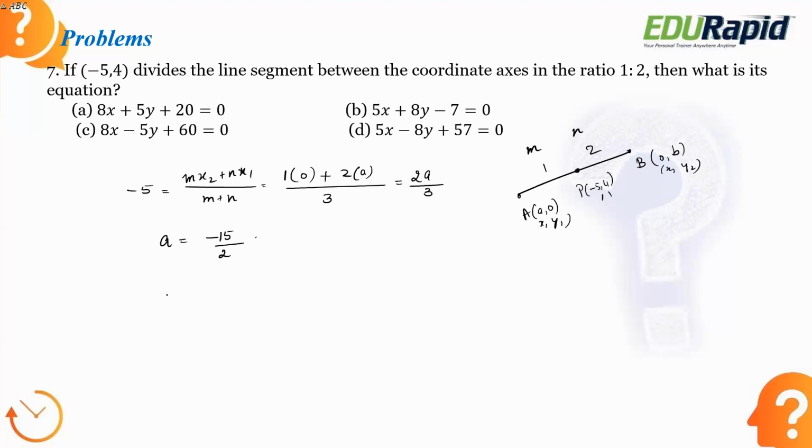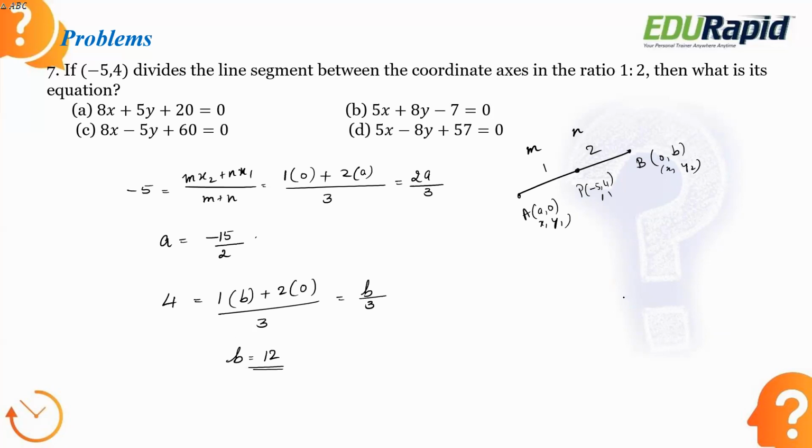What would it be? You have 4 and that is equal to 1 into y2 which is b plus 2 into y1 divided by 3. So it would be b by 3. So your value of b will be 12. You already got the 2 points A and B. So how can you find the equation here?